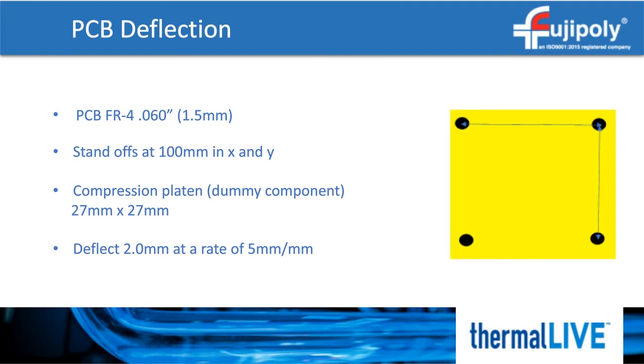In this case, we targeted about a 2 millimeter deflection. We certainly could have deflected it further without actually reaching the yield point. We felt a 2 millimeter deflection is good enough for illustrating the amount of deflection you're going to see in a printed circuit board.